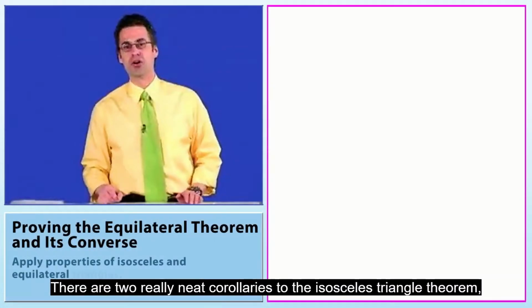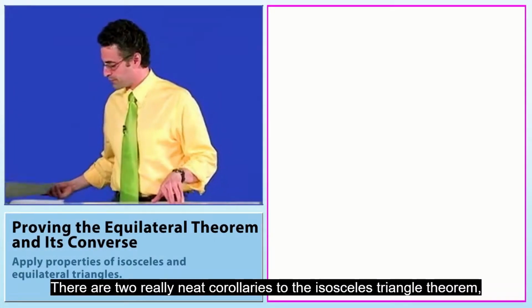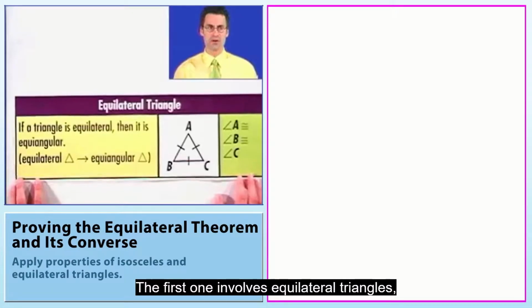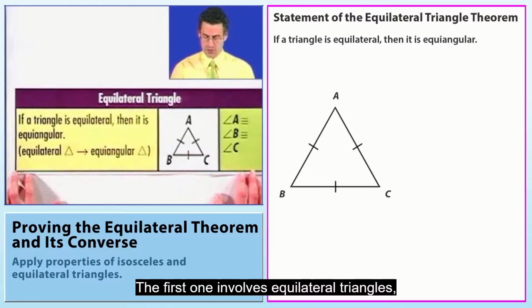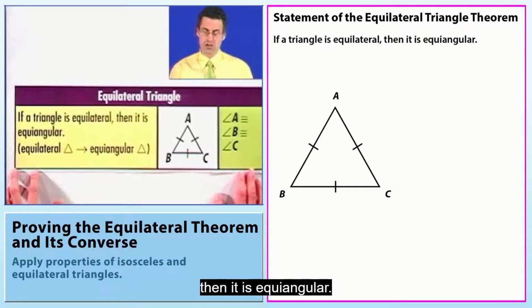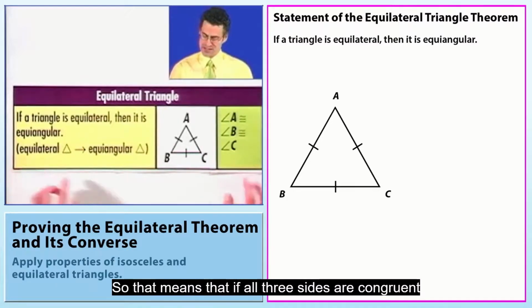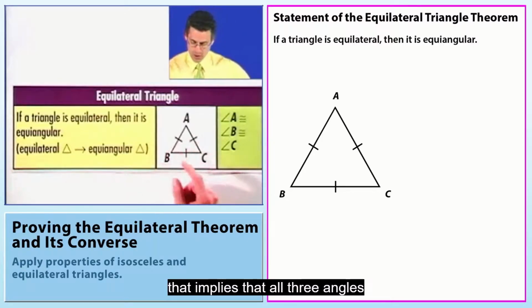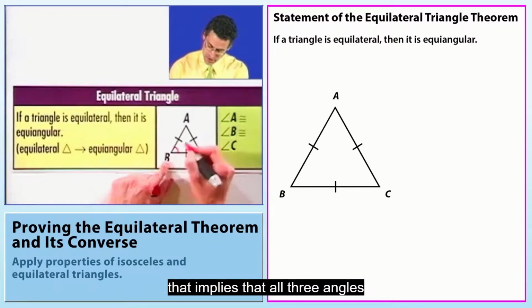Two really neat corollaries to the isosceles triangle theorem, and I want to share them with you. The first one involves equilateral triangles, and it says that if a triangle is equilateral, then it is equiangular. So that means that if all three sides are congruent, that implies that all three angles are also congruent.